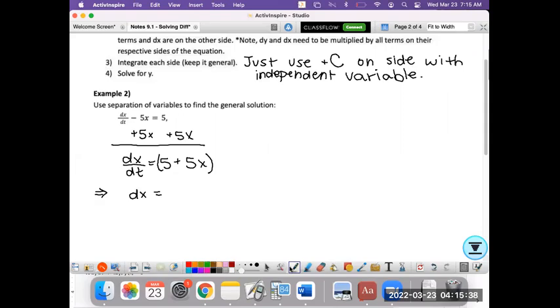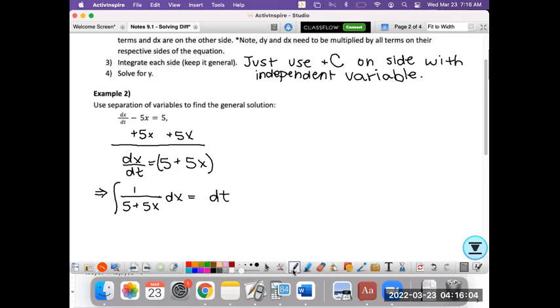And I'm also going to divide the 5 plus 5x to the left side. That way I have all of my x's on one side and all of my t's on the other. Okay, and we are ready to integrate. This is definitely an expression that I can integrate.